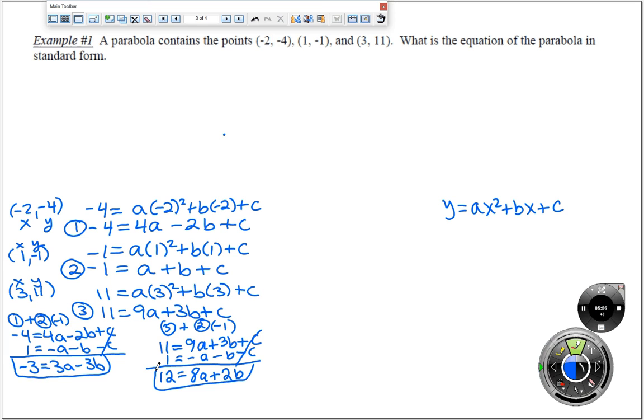Somebody give me where you're going to look and what you're going to do with this system to find either a or b. Marcus? Okay. Sorry, I'll shut the door. So he's looking at the b's and saying he's going to get them both equal to 6 in order to cancel them.